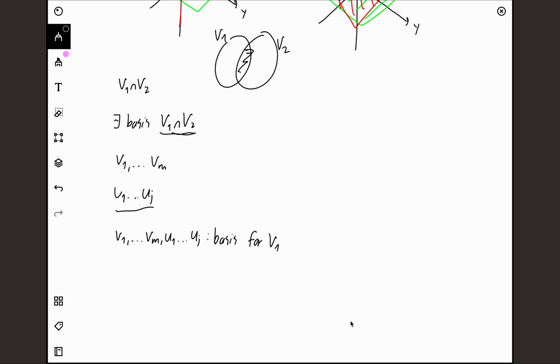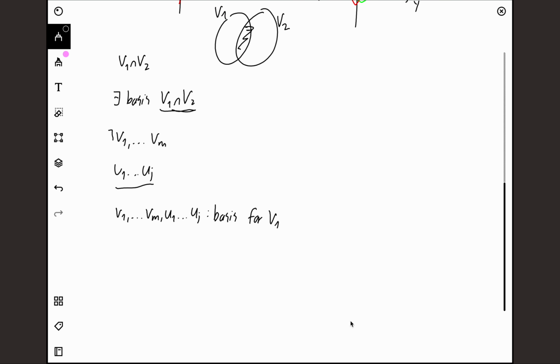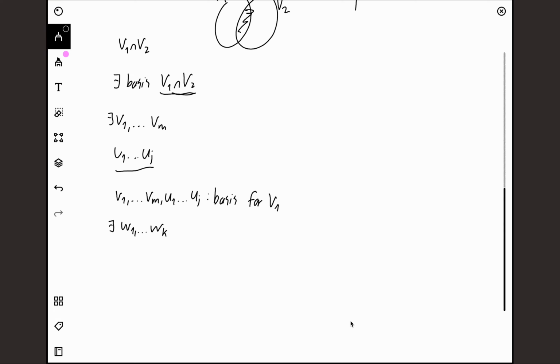And now, since V1 and V2 is also a subspace of V2, we can also say that there exist some vectors w1 to wk. Again, we don't know how many vectors there are, but to generalize, we can say there are k vectors such that v1 to vm and w1 to wk are a basis for V2. This is true. Using previous theorems in linear algebra that you usually learn, we can find such vectors.